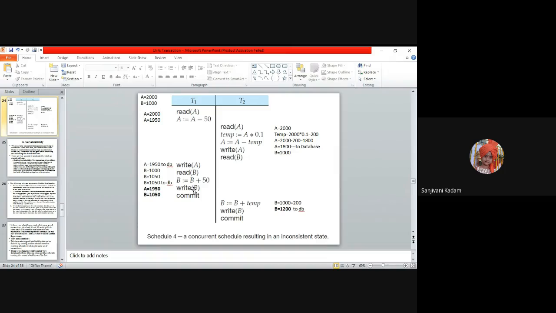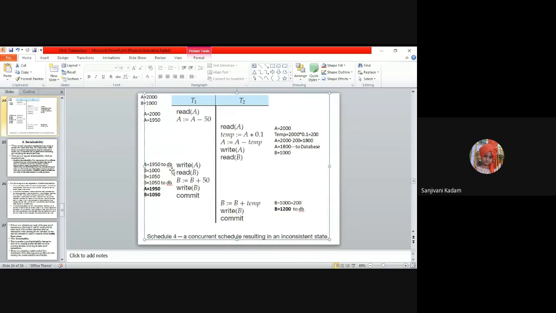Actually, here the write A operation is done at this step, as per this statement. Let us check which of these two transactions has the final write A operation. As per the statements, this was the first write A operation, and it has written A equal to 1800 to the database.